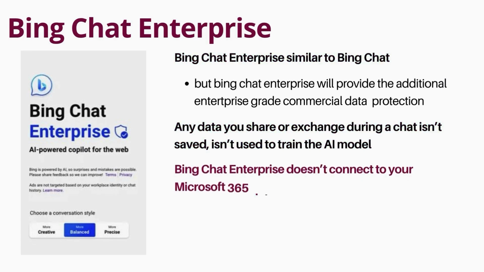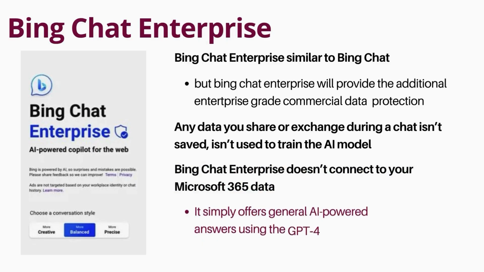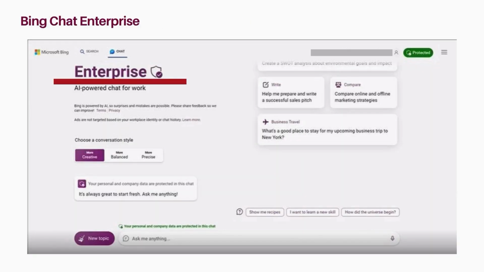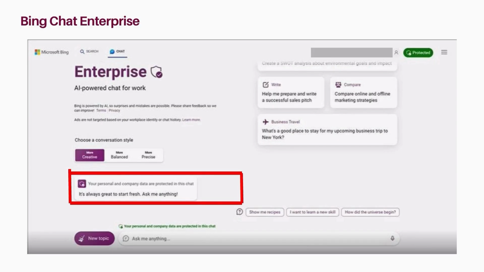Unlike Microsoft 365 Copilot, Bing Chat Enterprise doesn't connect to your Microsoft 365 data. It simply offers general AI-powered answers using the GPT-4 model, similar to Bing Chat or ChatGPT, but with strict privacy boundaries in place. When your organization has Bing Chat Enterprise enabled, it's easy to spot. You'll see a clear enterprise label, the Bing Chat Enterprise logo, and a green protected checkmark in the upper right corner of the chat window. There's also a message displayed in the chat saying, "Your personal and company data are protected in this chat."